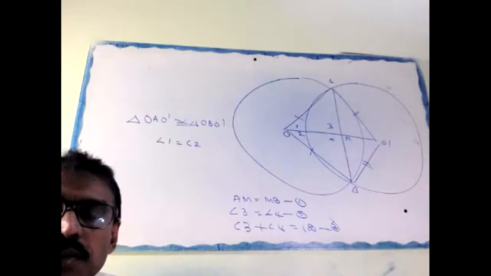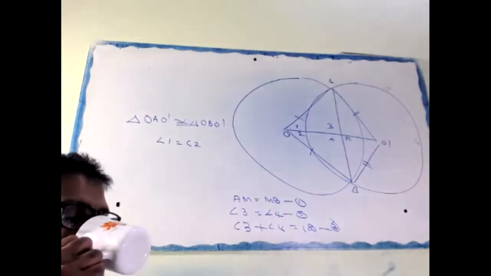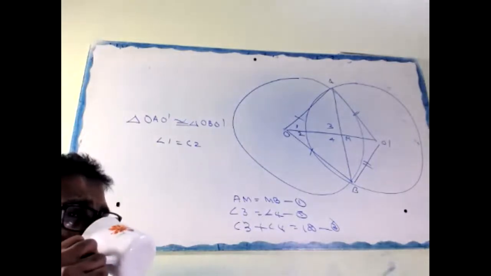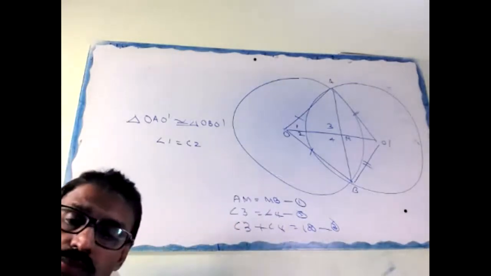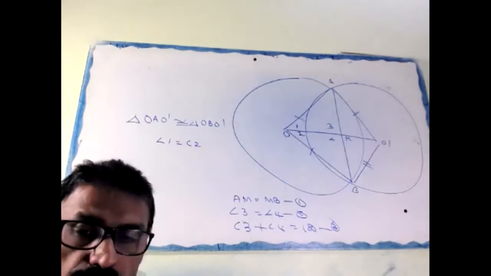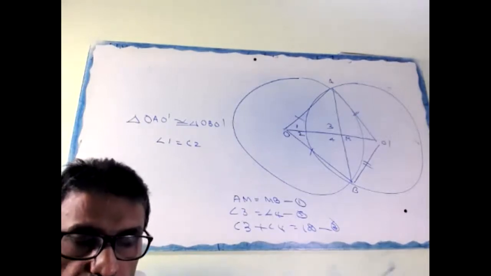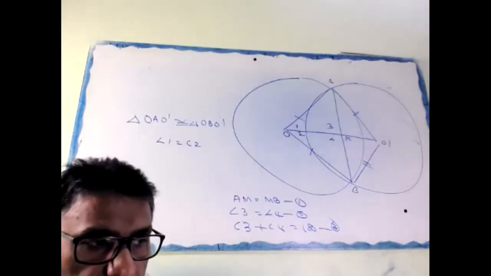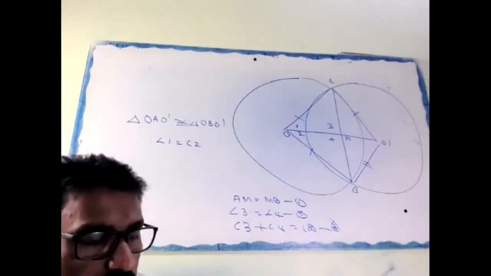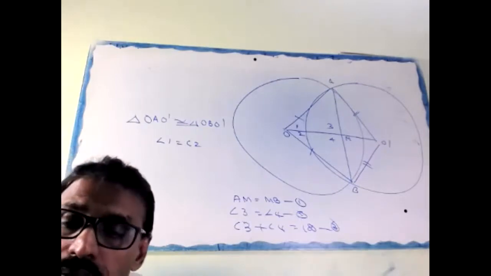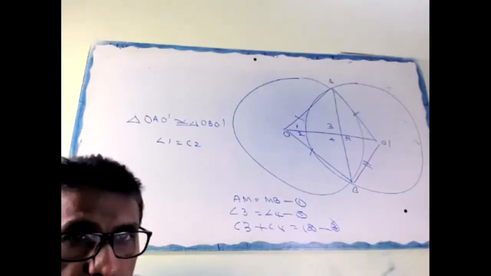Clear or not? Hello, is it okay? There are two parts to this. Part 1, we show angle 1 equal to angle 2. Part 2 shows the final part. What is Part 2?